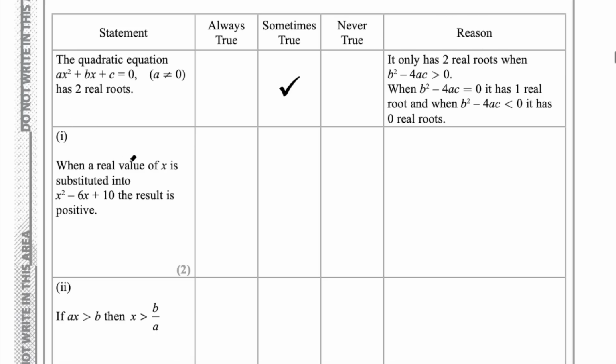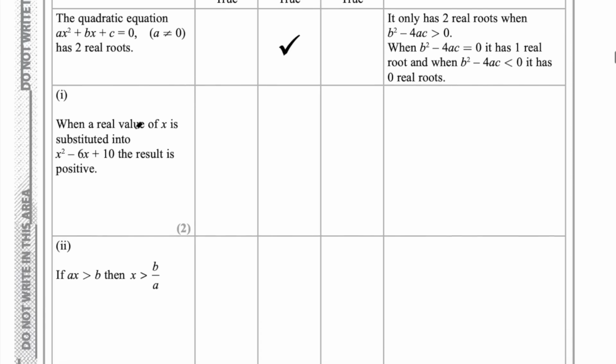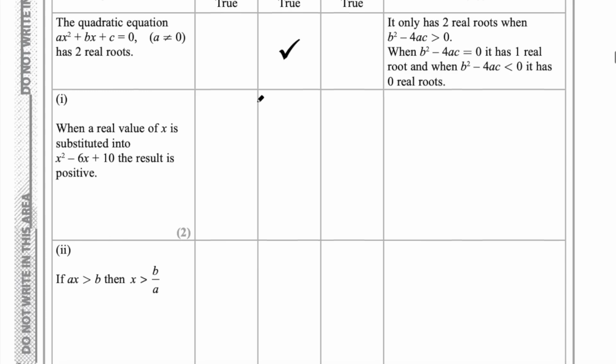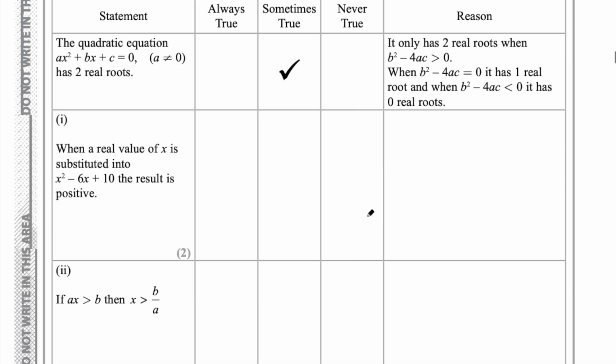So we're going to have to choose whether it's always, sometimes, or never true, and then give a reason. So the next statement is when a real value of x is substituted into x squared minus 6x plus 10, the result is positive. So is this always, sometimes, or never true? Well, let's have a look at this quadratic. We've got x squared minus 6x plus 10. You could try to factorize it, but it doesn't quite work. There aren't any factors of 10 that make minus 6. And so because we can't factorize it into 2 brackets, we can use completing the square.